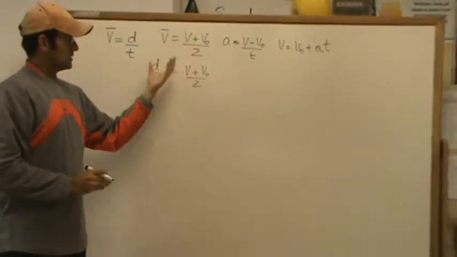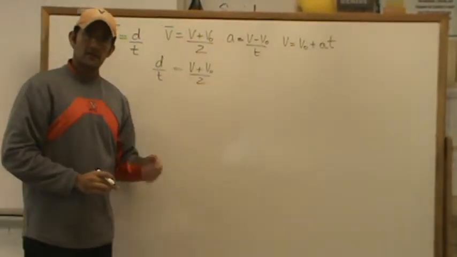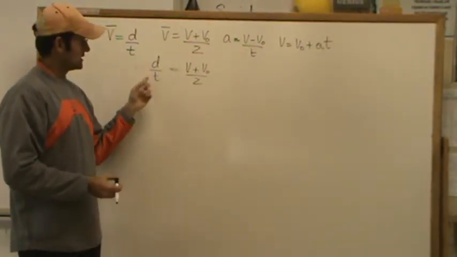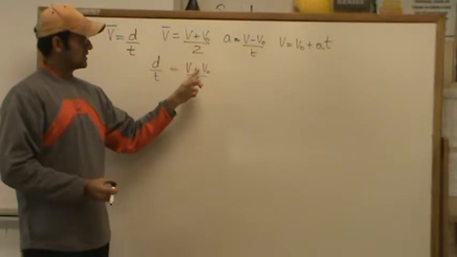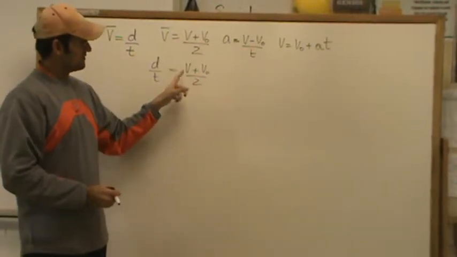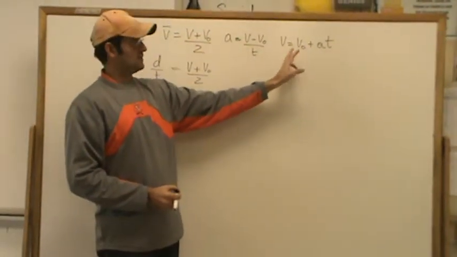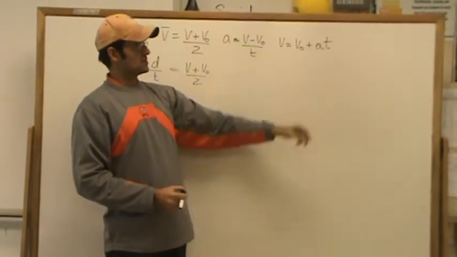And I'm going to just start playing with the equations. I'm going to rearrange them, plug in other equations inside them, see if I can derive a new equation. So I have displacement over time equals final velocity plus initial velocity over 2. Now I see I have a final velocity here, and I also have an equation that describes final velocity. Final velocity is initial velocity plus acceleration times time.